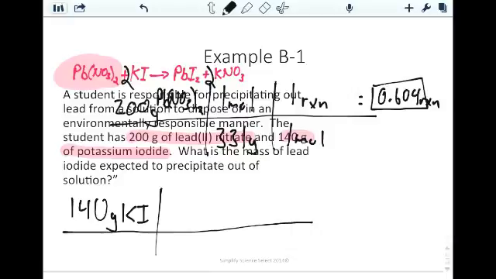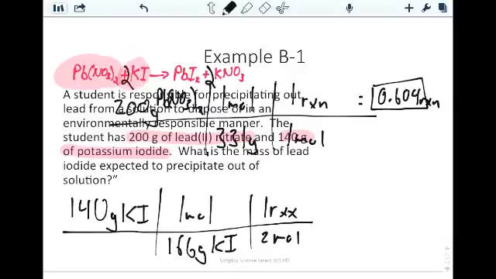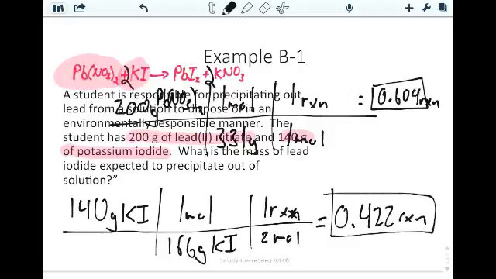So 140, we need the molar mass of potassium iodide, which is 166 grams of potassium iodide in 1 mole. And in our reaction, we see that there's 2 moles in 1 reaction. And we see that it produces right around 0.422 in a reaction. So this is obviously less, so therefore this is our limiting reactant. So that's what we're going to start with when we're trying to find our product.